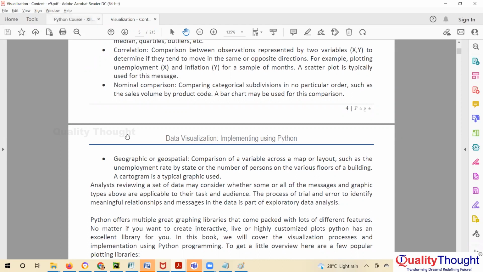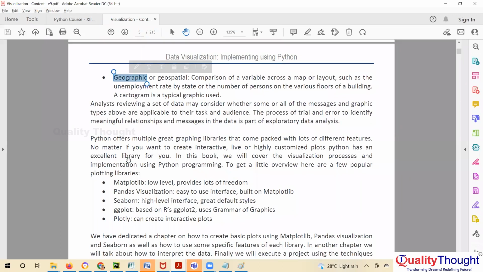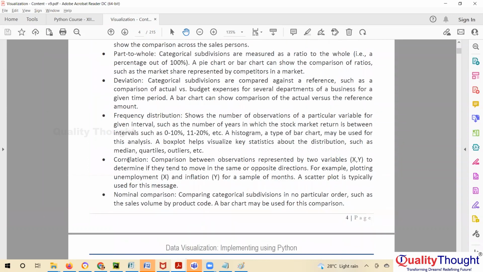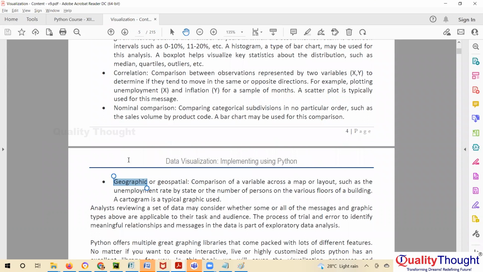Geographic is when you put a map. You want to show rainfall in India. So create an India map and you will show the cities and the amount of rainfall in each city. These are different types of graph we are going to learn as we go along: time series, ranking, part to whole, deviation, frequency distribution, correlation, nominal, and geographic.